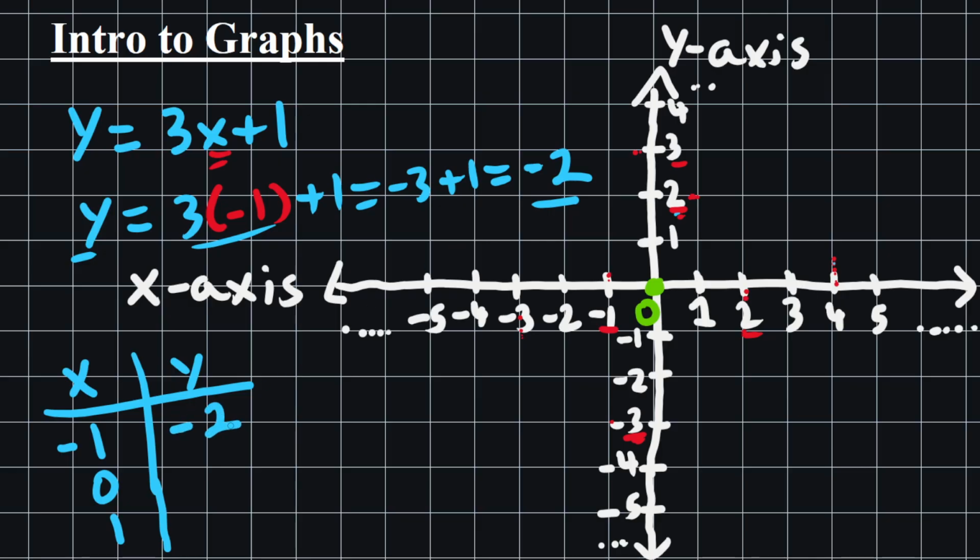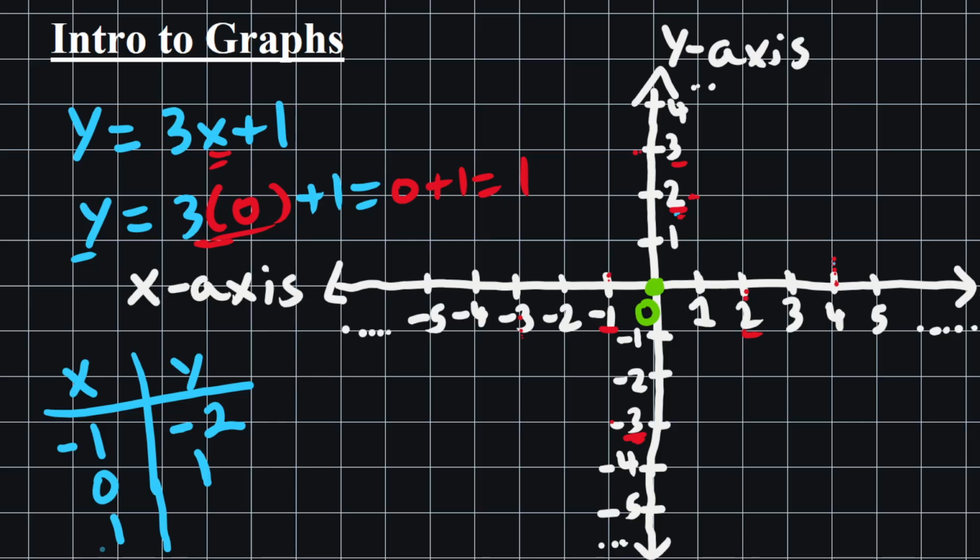So let's put a -2 right here corresponding to this -1. What this means, or how this is supposed to be read, is when x is -1, y is -2. So let's try it for 0. Let's erase this. And instead of substituting -1 for x, we'll substitute 0. So what is 3 times 0? 3 times 0 is 0. So 0 plus 1 is just 1. So when x is 0, y is 1.